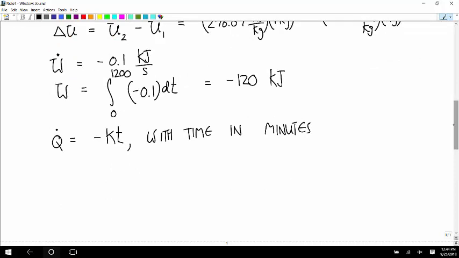And this Q dot comes out in kilowatts. So if we integrate this with respect to time in seconds, we'll come up with kilojoules. So that's what we want. But to do that, we have to express Q dot with time in seconds. And so Q dot is equal to negative KT over 60, with time in seconds. And now we can integrate with respect to time and get energy in kilojoules.